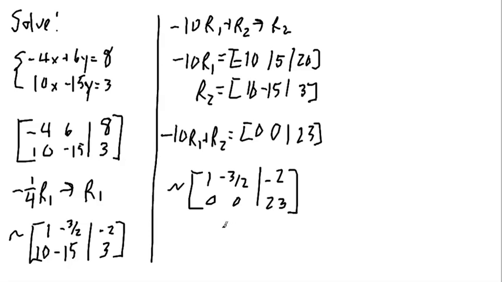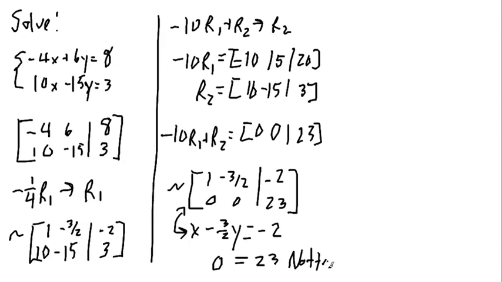Let's stop and see what linear system this corresponds to. The top corresponds to x minus 3 halves y is equal to negative 2. Fine, that's just some equation. The bottom corresponds to 0x plus 0y, so that's 0 is equal to 23. That is not true. Yeah, Sam, that's right. It's not true. It's silly. So this is actually inconsistent.